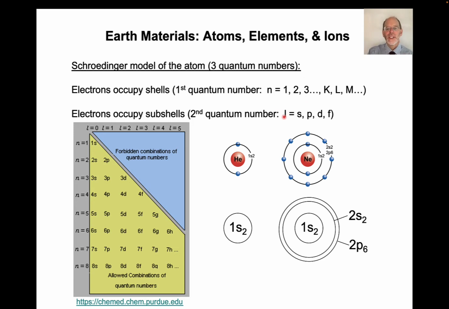So this second quantum number, the subshells are referred to as S, P, D, and F. So we might talk about the 1s subshell. For shell 2, there are two subshells. There's the 2s subshell, which has 2 electrons, and the 2p subshell that has 6 electrons. In general, this is how the shells and subshells are distributed as we move up in atomic number.